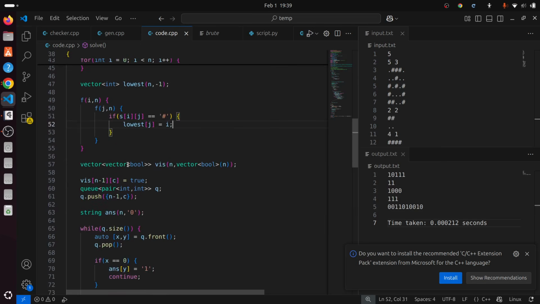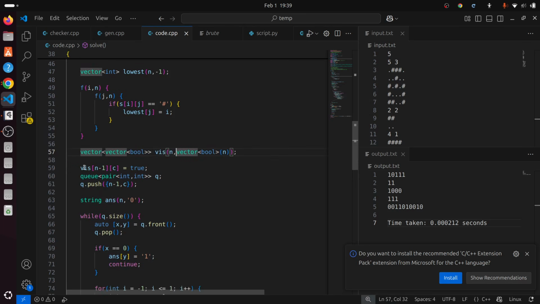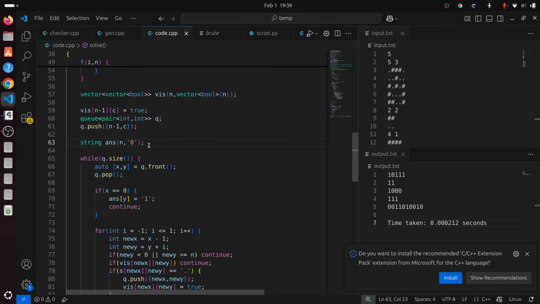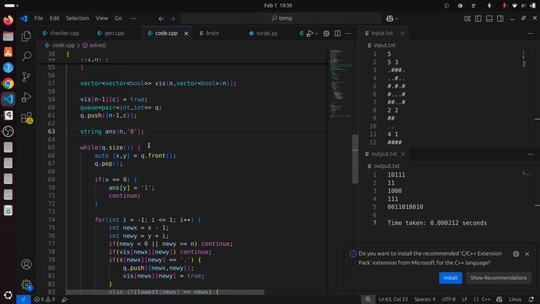Then I'll just have a BFS. So a vector of vector visited, like a 2D boolean vector visited. Then we start from n minus 1 comma c. So visited of that equals true, and q dot push n minus 1 comma c. And then I have my answer, that is, am I able to visit the first column or not. I don't really need this actually, but okay.